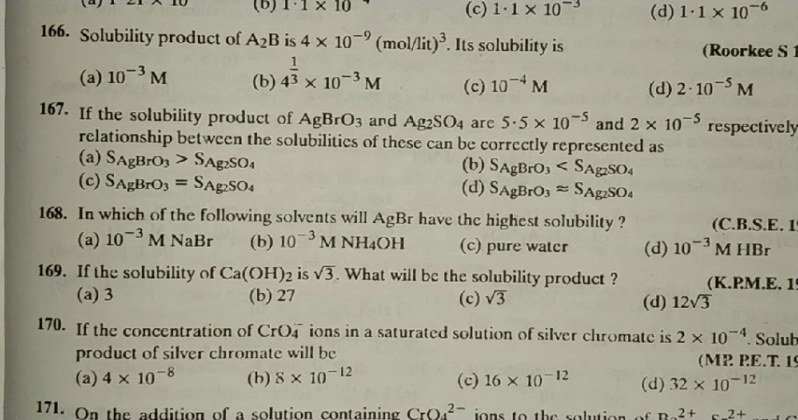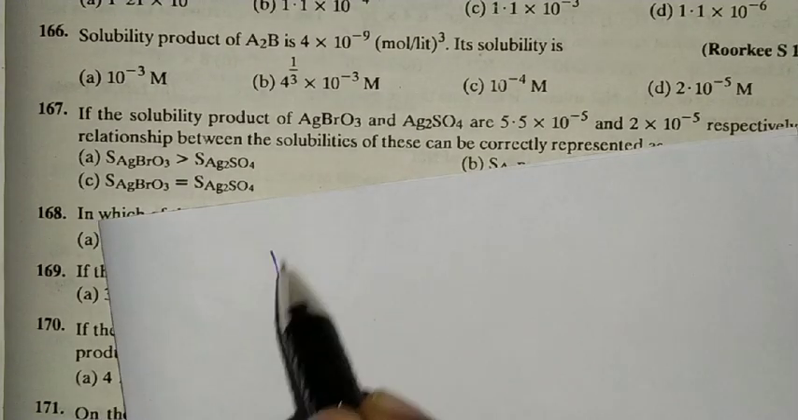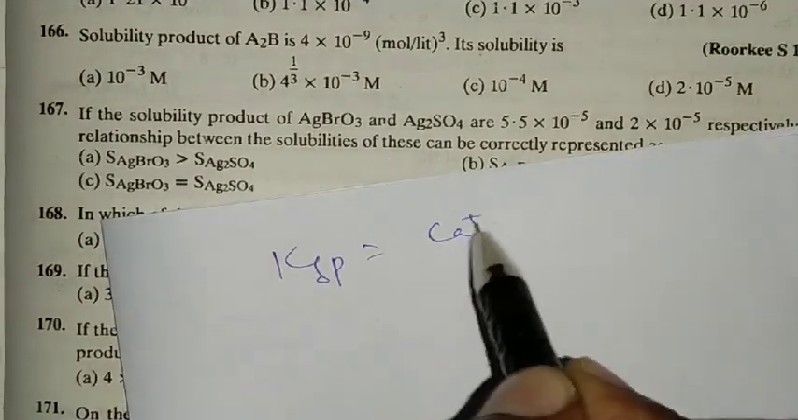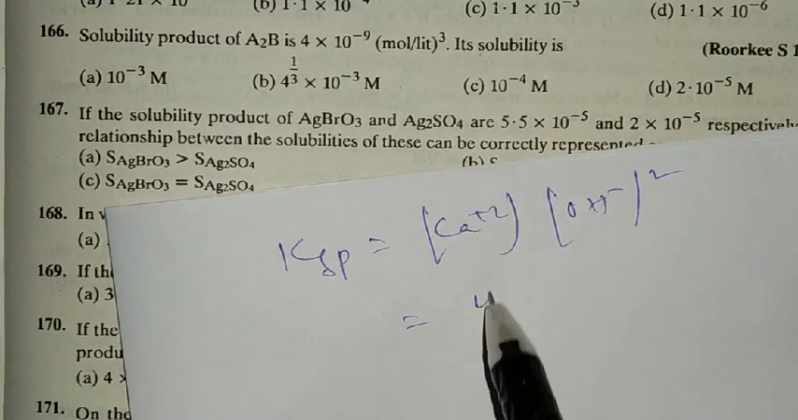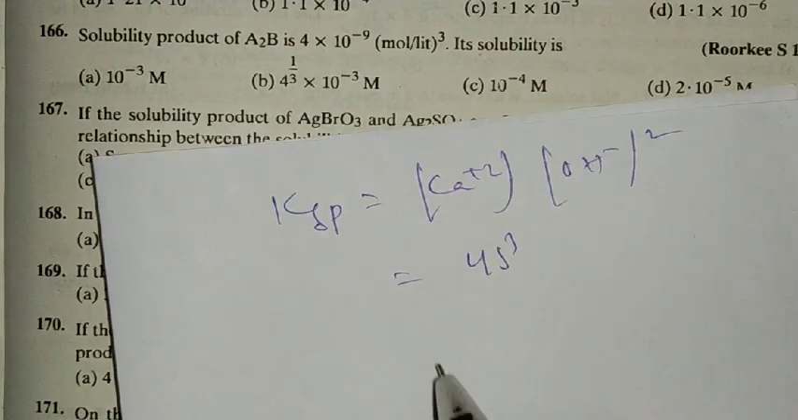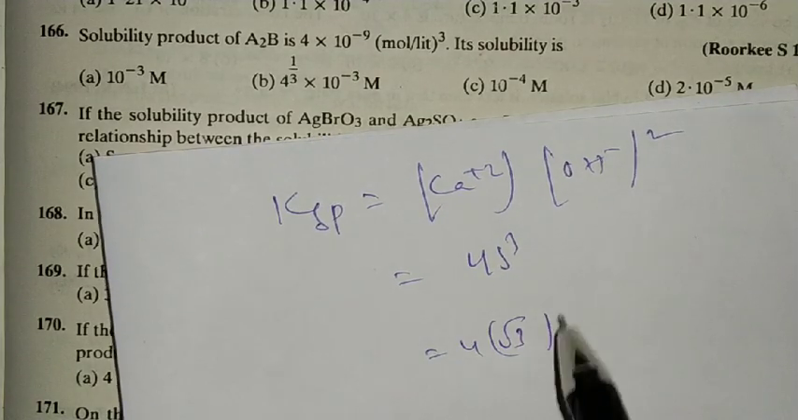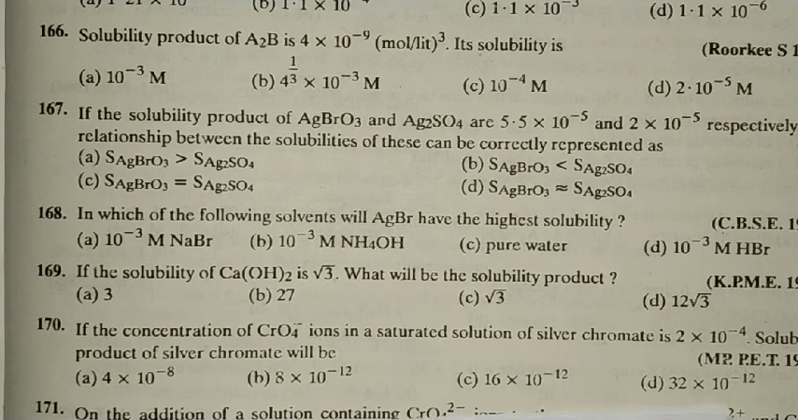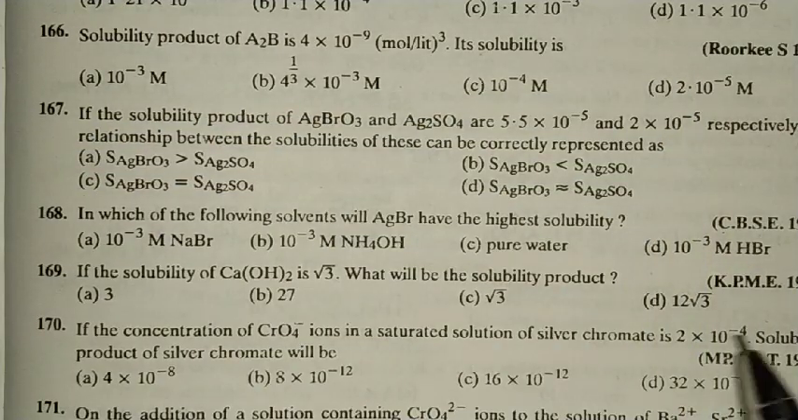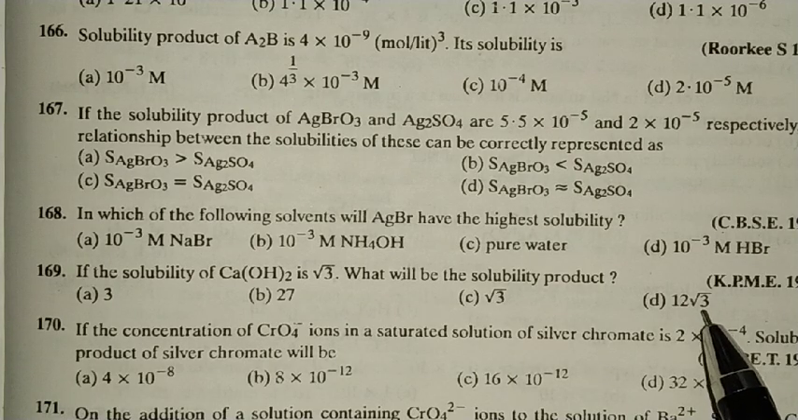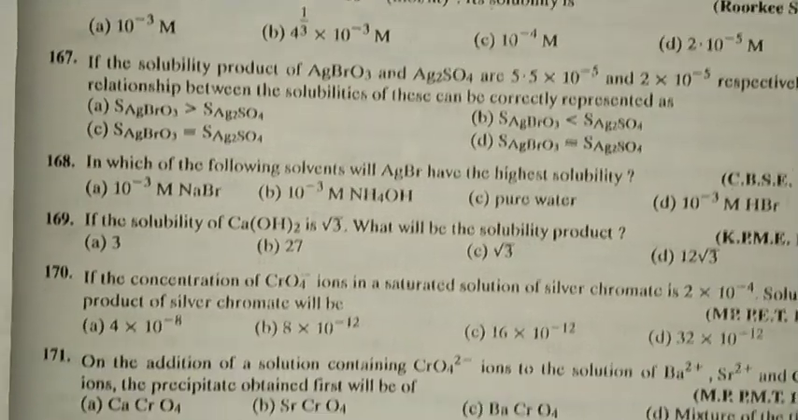Look at the next question. If the solubility of Ca(OH)2 is root 3, that means the S value is given, what will be the solubility product? This is also a direct procedure. Ksp equals [Ca2+][OH-]², so this is 4S³. That means 4 × (root 3)³, because the solubility given is root 3. If you simplify, you get 12 root 3. Is it okay? So 12 root 3 is the option. Is it clear? Right.